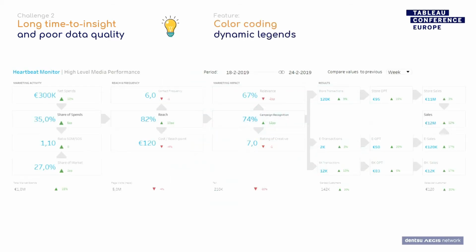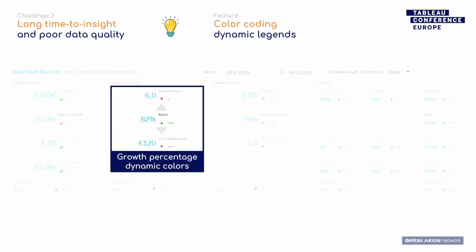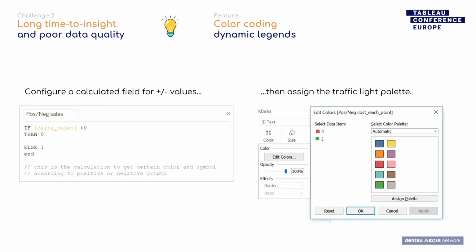What we used for that, actually one of the things that we used for that, was the feature of color coding and dynamic legends. So it's not rocket science, as you can see here, the growth percentages are using dynamic colors. Maybe some of you already have this in some of your dashboards or are starting to explore this. And how we do this, especially if you're just beginning in Tableau, this might be useful for you if you want to take a picture. I see a couple of people with their phones up already. We just use a calculated field for negative and positive values. You can also do it with slightly different calculations. And then you assign the traffic light palette.